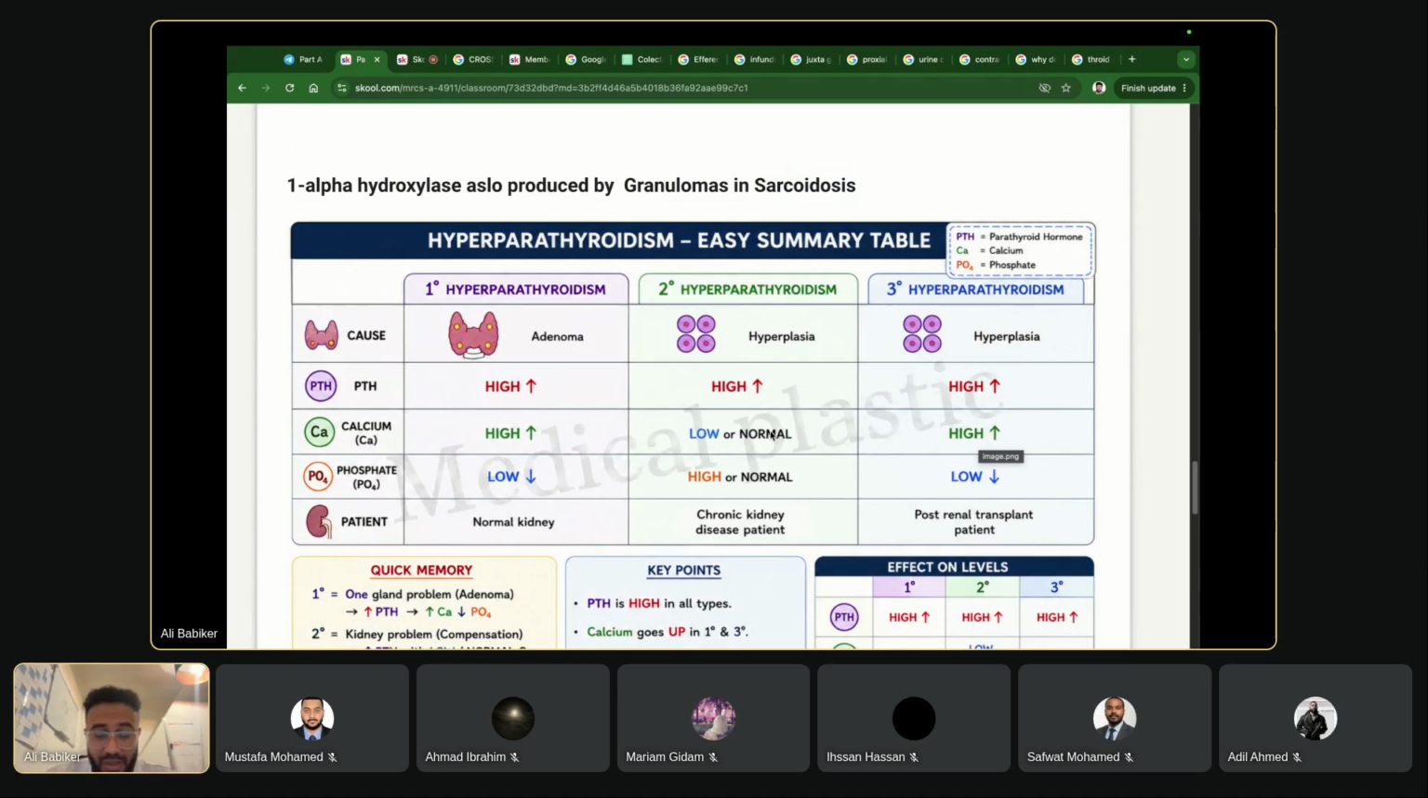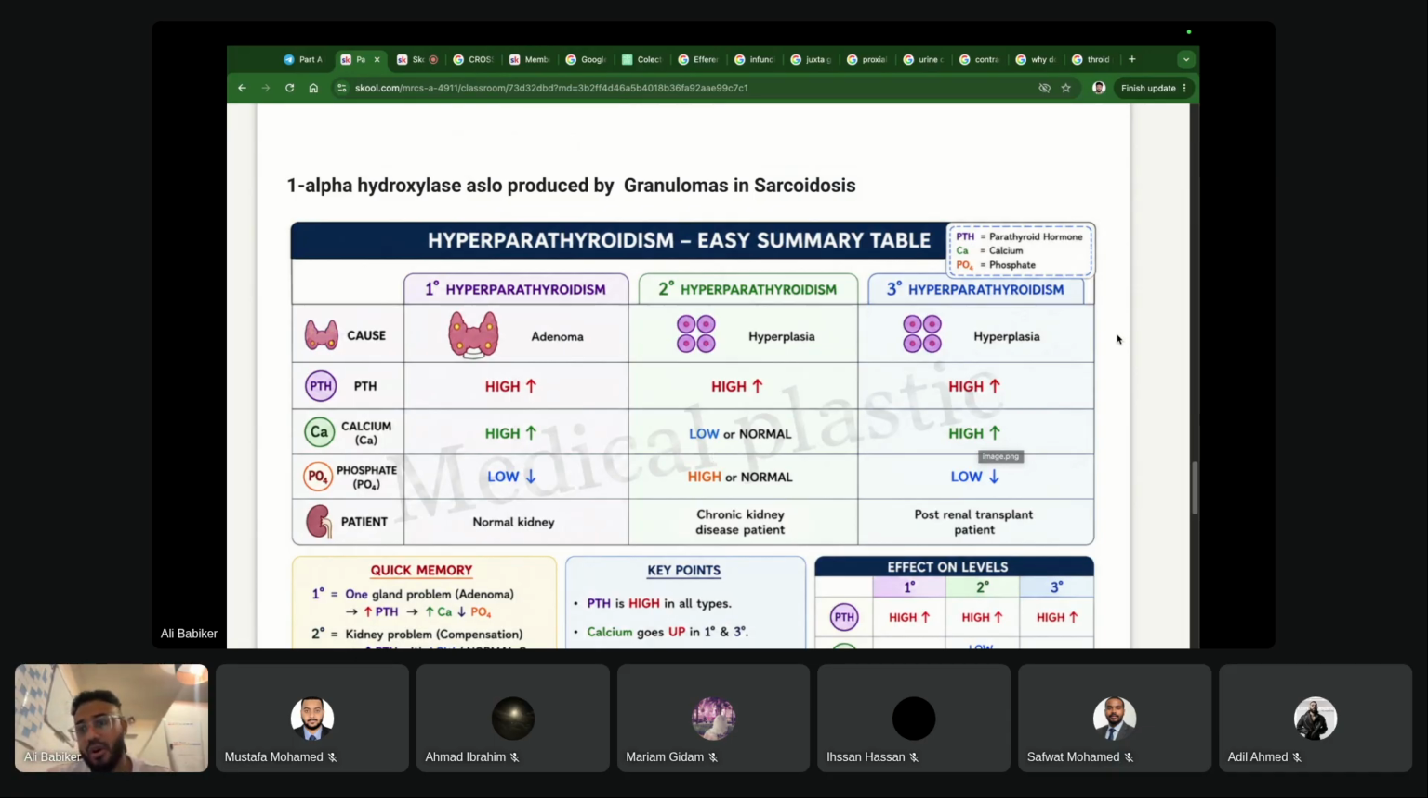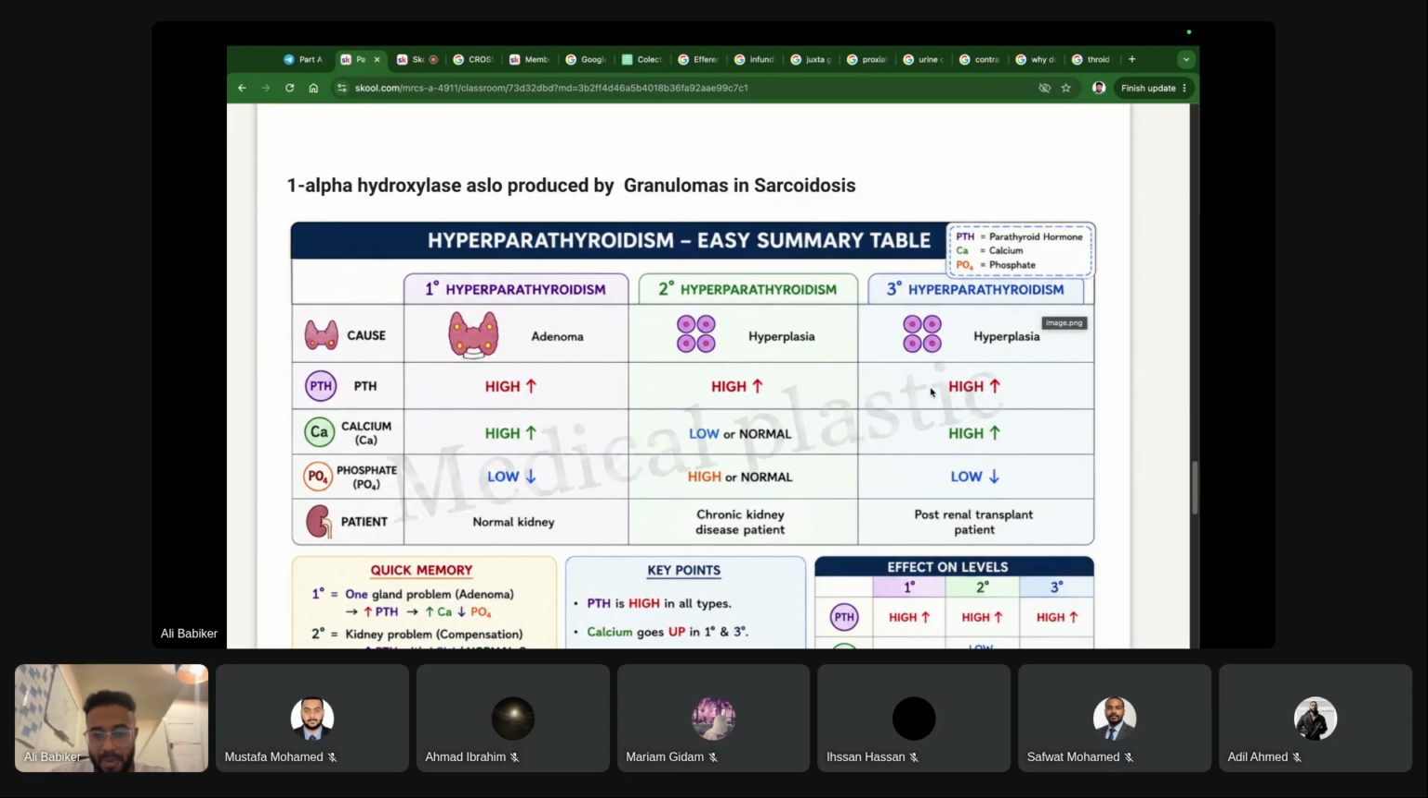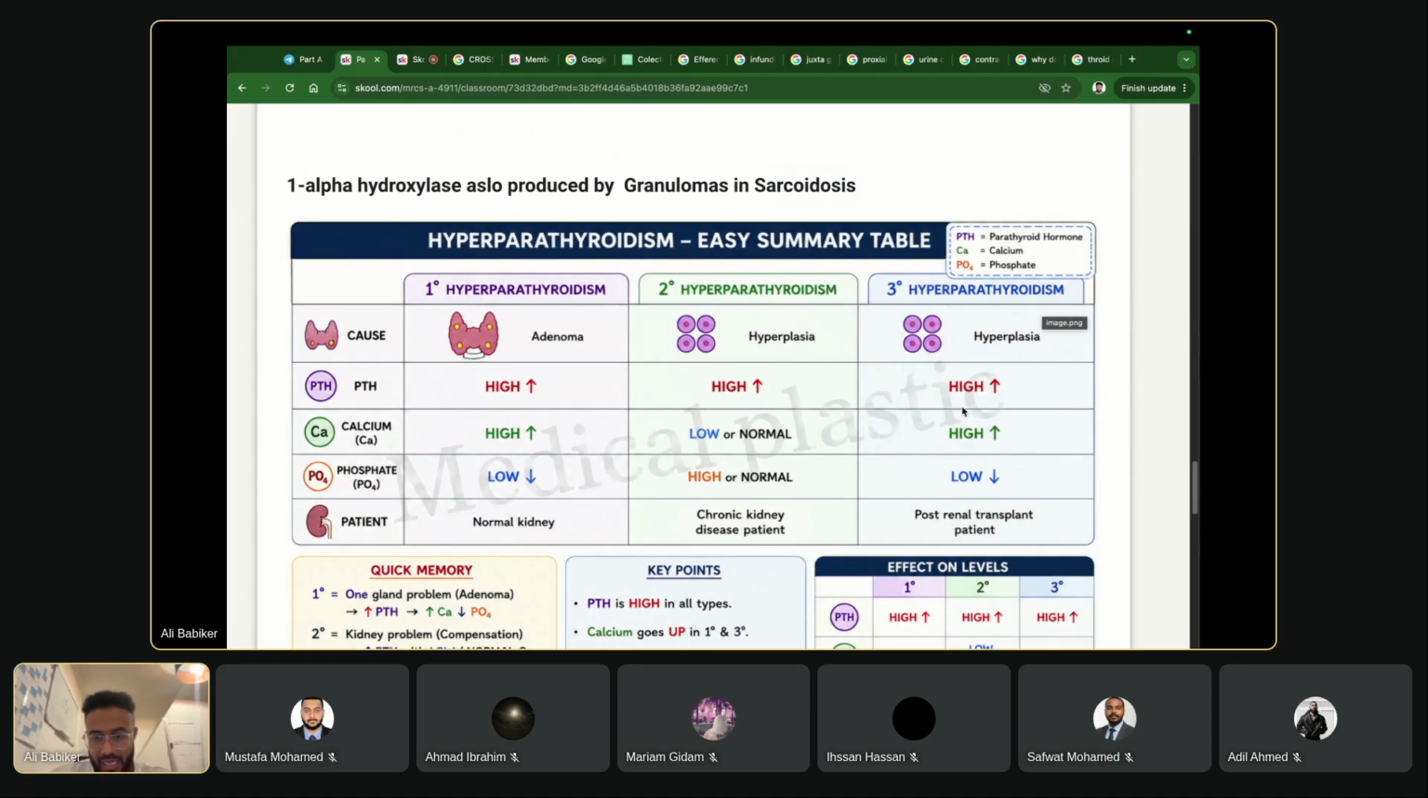However, we may succeed in bringing the calcium to normal, or we may fail, and in that case the calcium will be on the lower side. Okay. All right. Tertiary hyperparathyroidism. There will be hyperplasia of the parathyroid. Parathyroid hormone will be high, calcium will be high, and phosphate will be low.